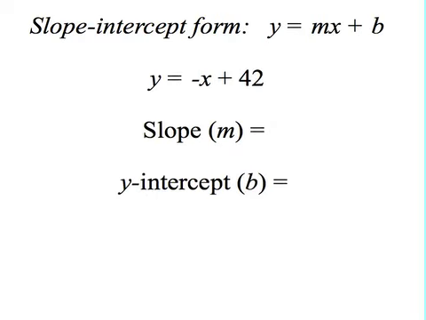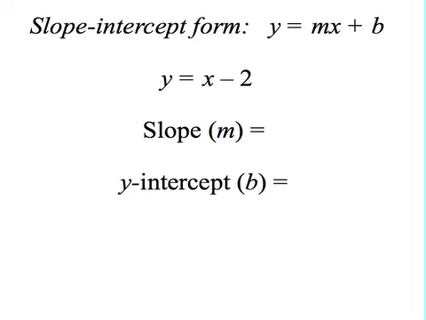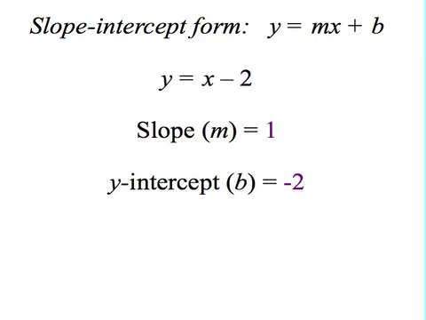And here's one. It says the opposite of x plus 42. Well, remember, when there's no coefficient, we can put a 1. And since there's a negative symbol there, that makes the slope negative 1. And of course, the y-intercept is 42. Here's one that just has an x take away 2. So the coefficient of x is 1, even though it's not written, because 1 times x is x. So the slope is 1, and the y-intercept is negative 2.